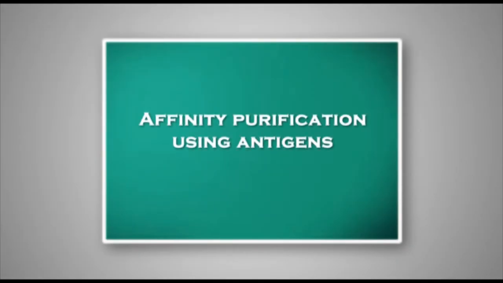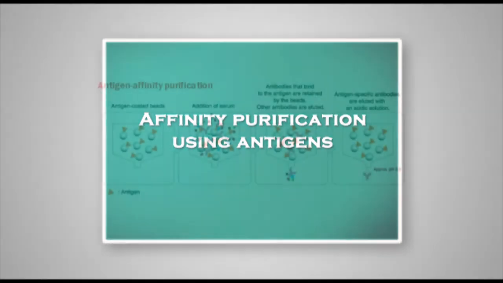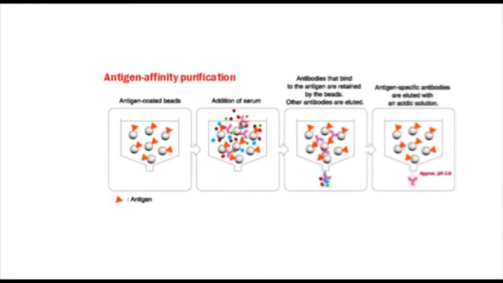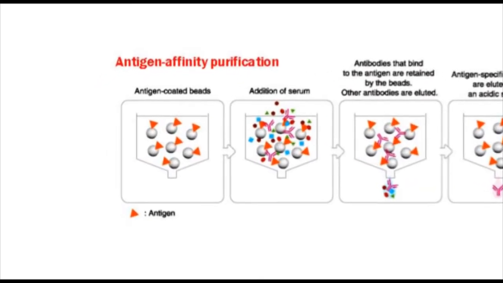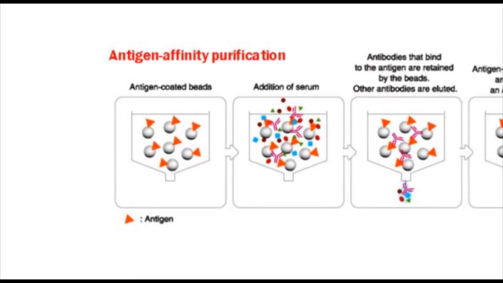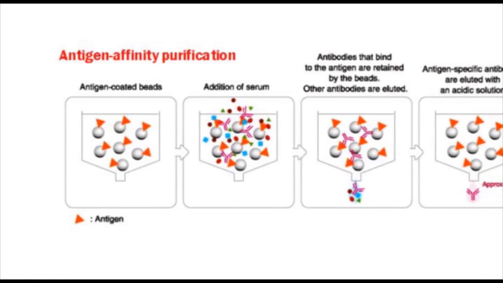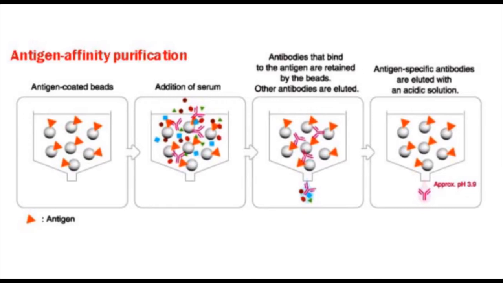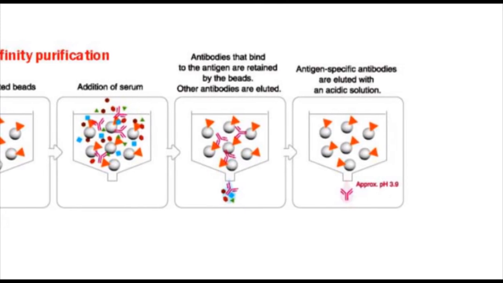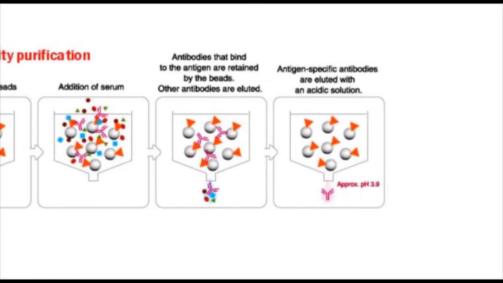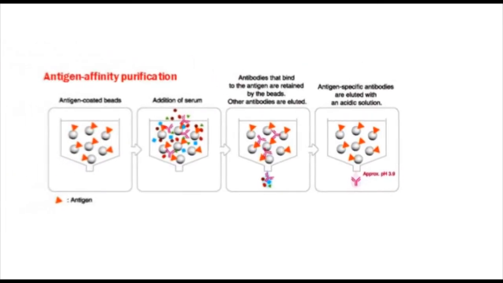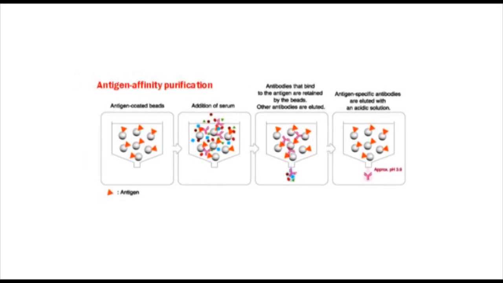Affinity purification using antigens. Since antigens specifically bind to antibodies, antigens can be used as ligands to purify antibodies. Antigens are immobilized in the column matrix and act as ligands. Such affinity purification is useful in cases where antibodies with specific antigen specificity have to be separated from a mixture of antibodies with different specificity. It is also used for purification of antibodies with anti-antibody specificity.